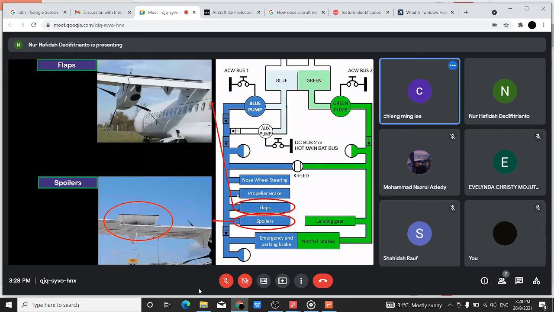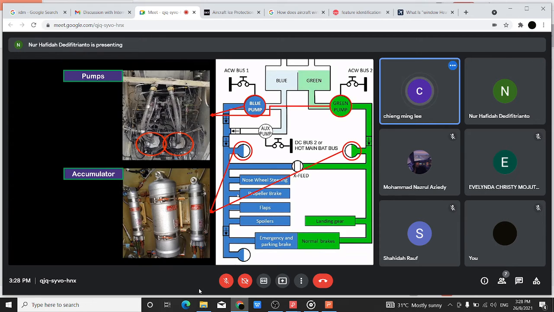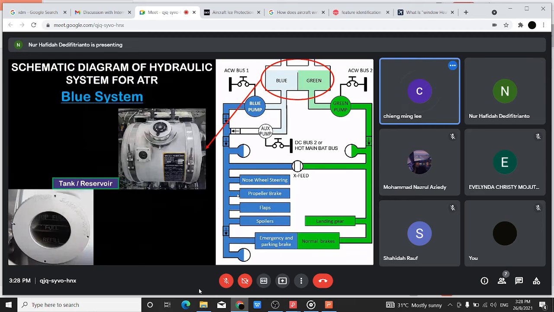Okay. This is a very good diagram. That means from one reservoir, the hydraulic fluid is fed to 2 systems. One is the blue system, one is the green system, which have a different pump, right? As a backup, the blue side is also fed to an auxiliary pump. That means from the reservoir, it also feeds the auxiliary pump, which is using DC power. That means with battery power only, it can operate already. You don't need AC power, which is on top there.